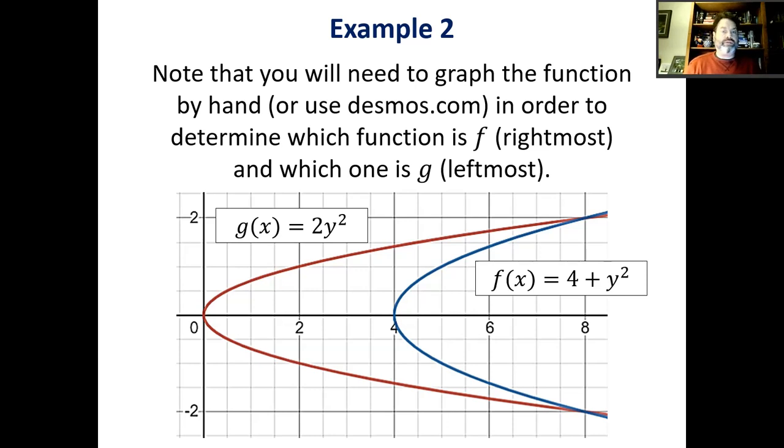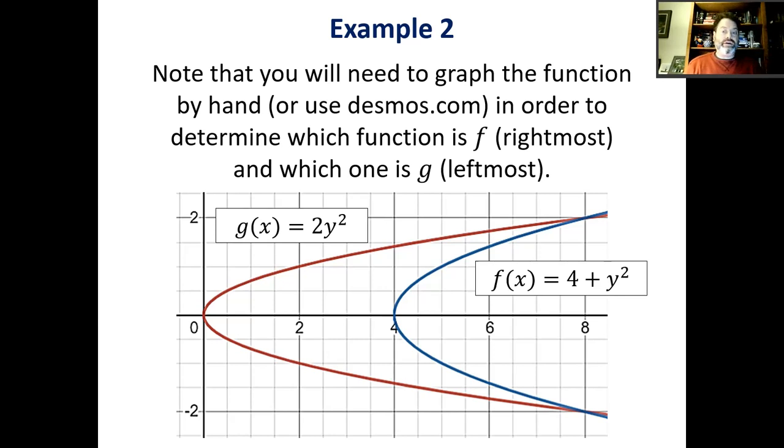If you'd rather graph the function by hand by plotting points, that's fine too. I'm not going to have you graph any of these sideways functions by hand on a test, don't worry. But when you're doing the homework, you have access to the internet, obviously. And you would just type it in exactly the way it looks: x equals 2y squared, x equals 4 plus y squared. And Desmos is very easy to use if you haven't seen it yet.